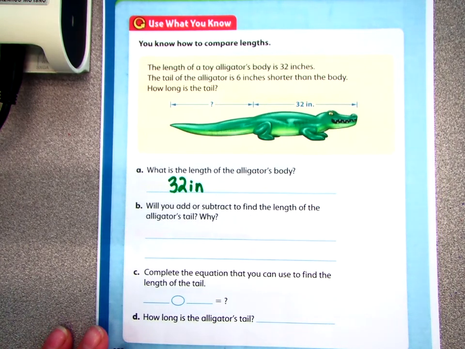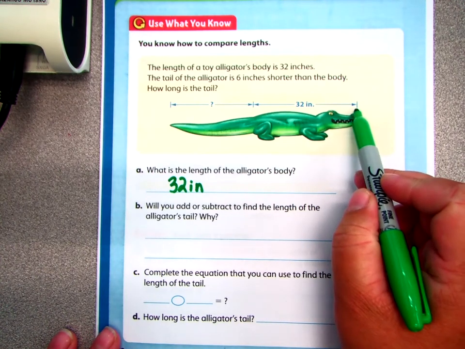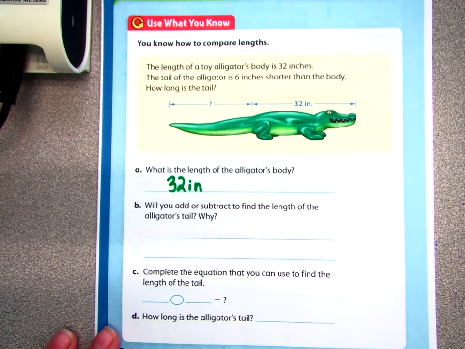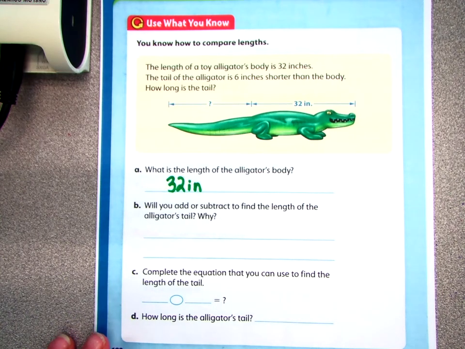Okay, B. Will you add or subtract to find the length of an alligator's tail? Why? Alright, let's read that question again. The length of the toy alligator's body is 32 inches. That's saying from here to here is 32 inches. The tail of the alligator is 6 inches shorter than the body. How long is his tail? Okay, let's go back to the question here, B. Will you add or subtract to find the length of the alligator's tail and why?